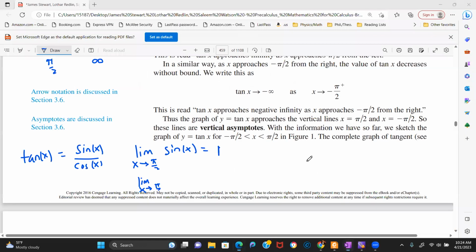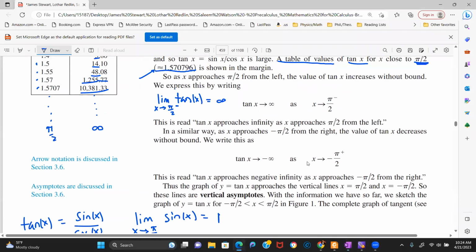All right. And the same sort of reasoning can be used to justify this right here. And again, this can be expressed by saying that the limit as x, I'm using x now, but you can use x or t, it does not matter, as x goes to negative pi over 2 from the right, tangent of x goes to negative infinity.